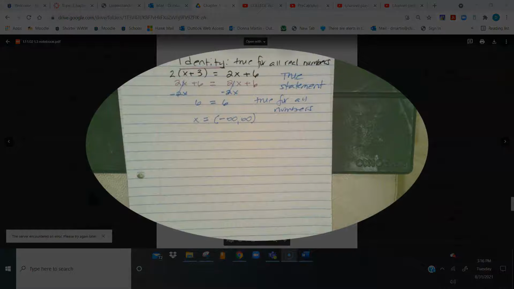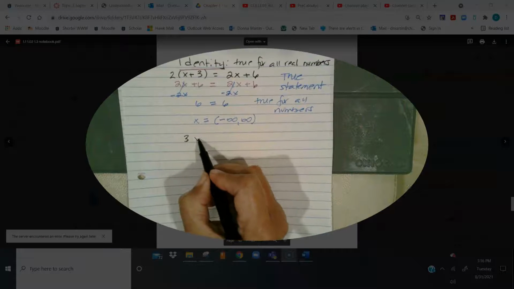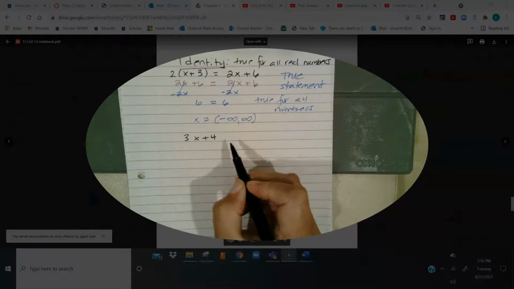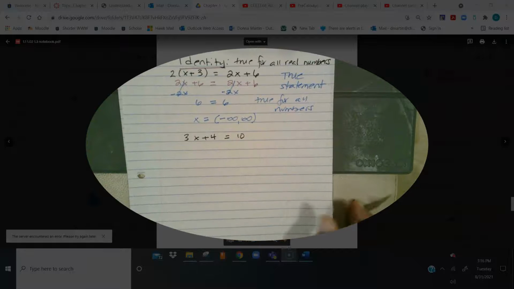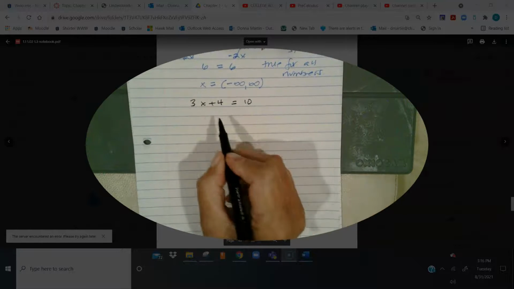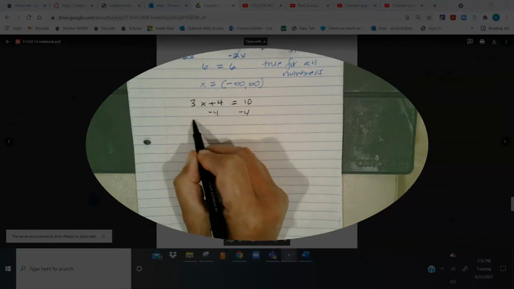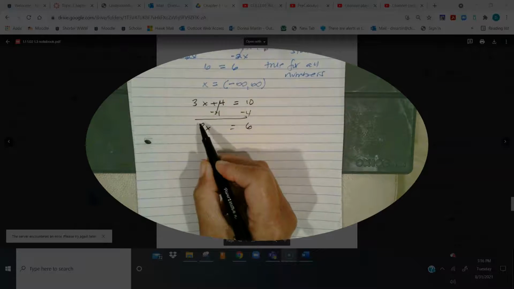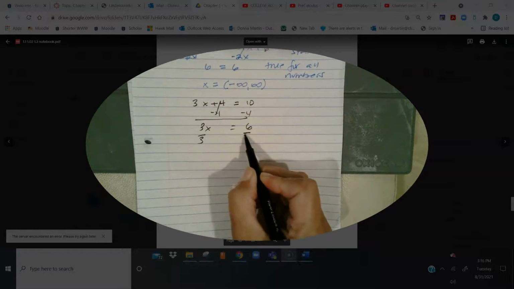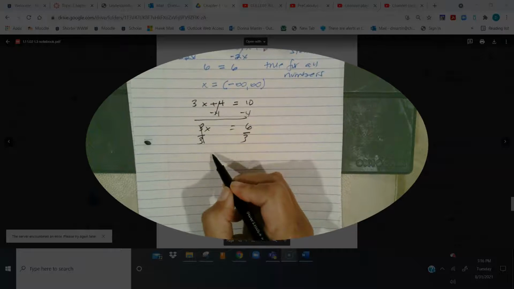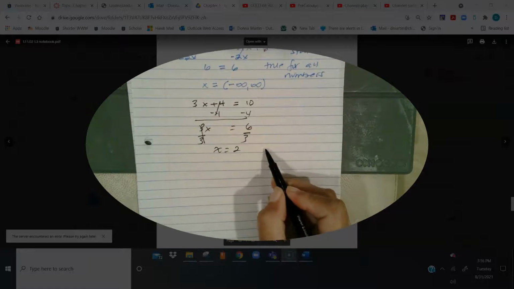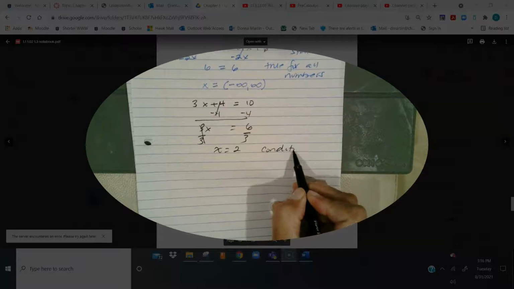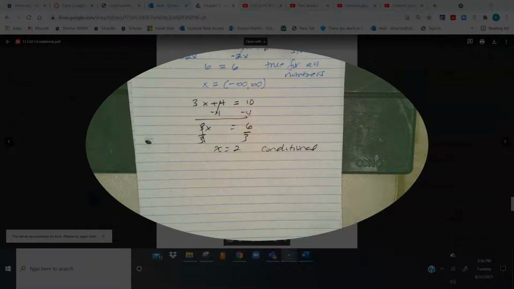To work it out, it would look like this. 3x plus 4 equals 10. To work that problem, you subtract 4 from both sides, group your constants together. Use your inverse operation of division to divide out your 3's. X has a value of 2. This is conditional. This equation only works under the condition that x is equal to 2. 2 is the only number that would solve the equation.